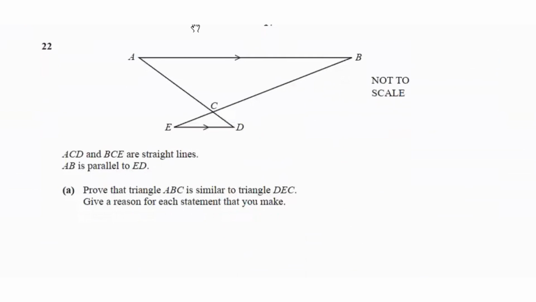Question 22 says ACD and BC are straight lines. AB is parallel to ED. Prove that triangle ABC is similar to triangle DEC. This is parallel to this. So if you remember the properties of parallel lines, alternate angles are equal. Angle BAC is equal to angle CDE because alternate angles.